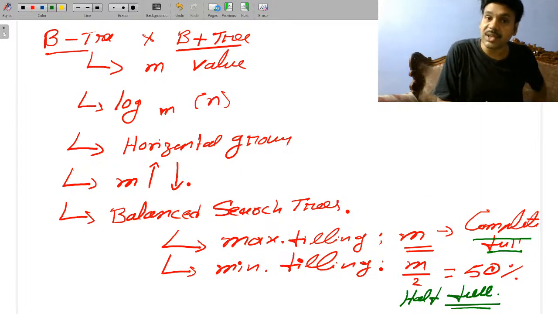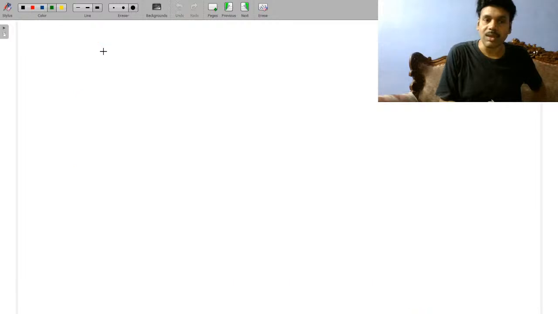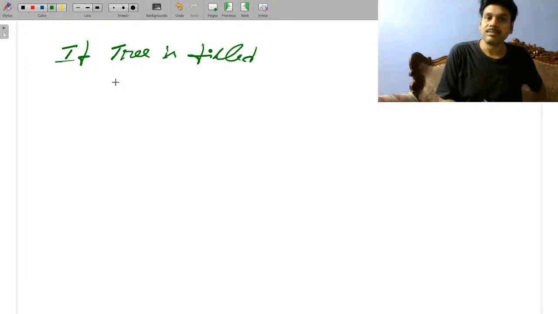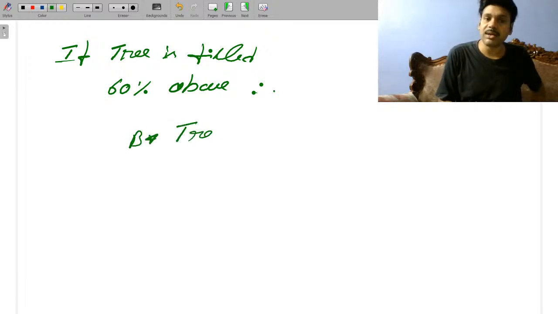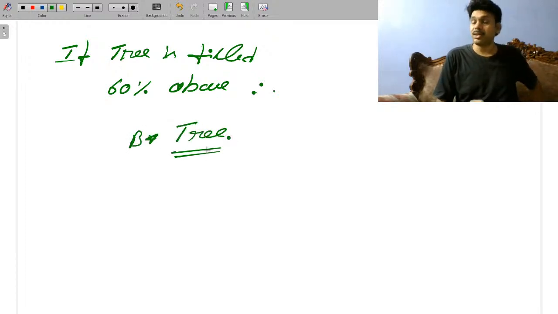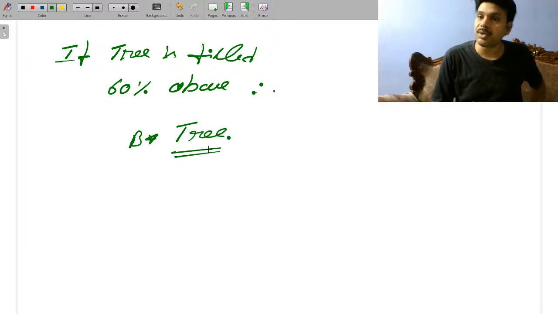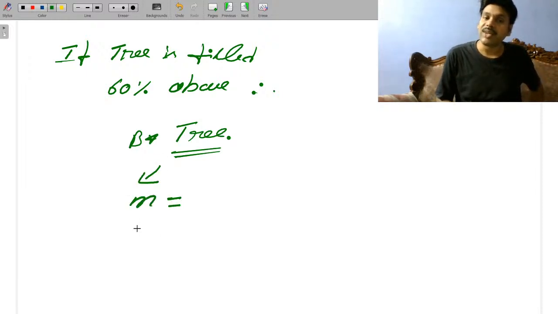So please observe, if a tree is filled 60% and above, then it is the concept of a B star tree. Okay, friends, it is in between complete full and half full. When I am saying complete full, it is M. When I am saying half full, it is M by 2 that you are supposed to maintain. So how to maintain them, we will see now.